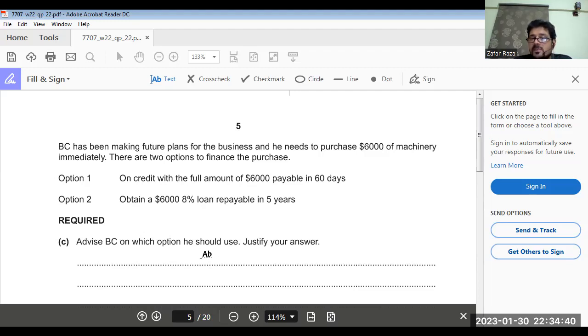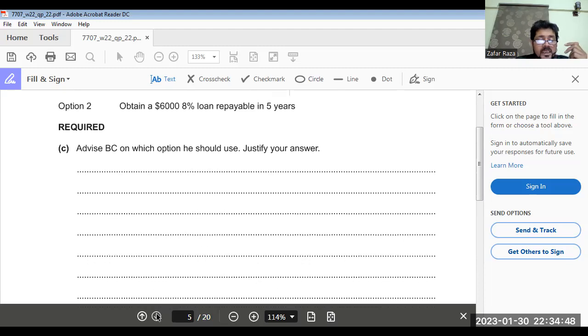This is one time you have to pay 6,000. Even then, when you have a bank overdraft of 4,500, how could you obtain a loan of 6,000? I don't know, but it's up to you. You can answer.